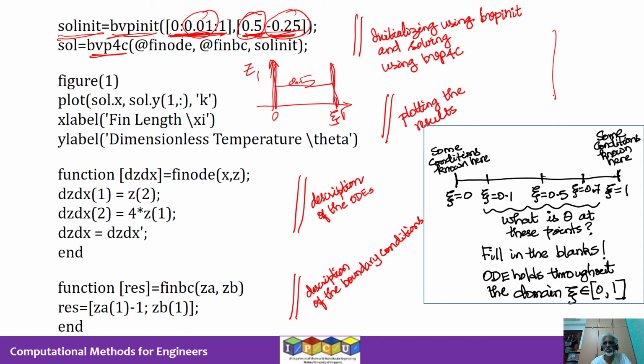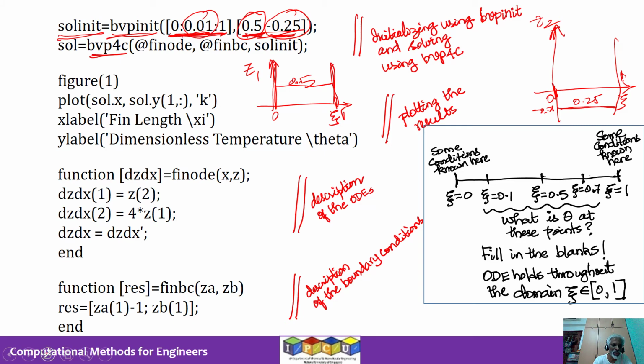And for Z2, I'm expecting Z2 to be minus 0.25 throughout. This is psi equal to 1. This is psi equal to 0. So Z2 is going to be minus 0.25. That is what I'm expecting throughout. So this is my initial guess.